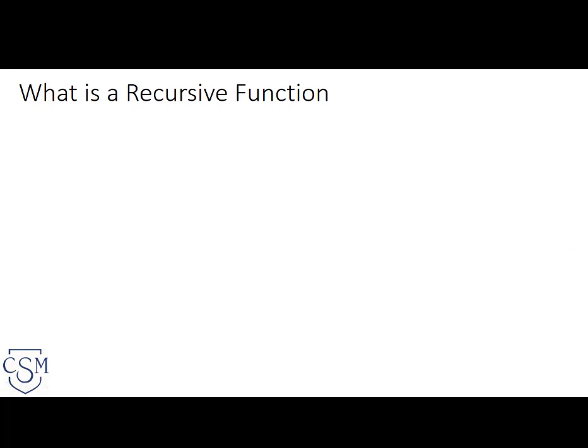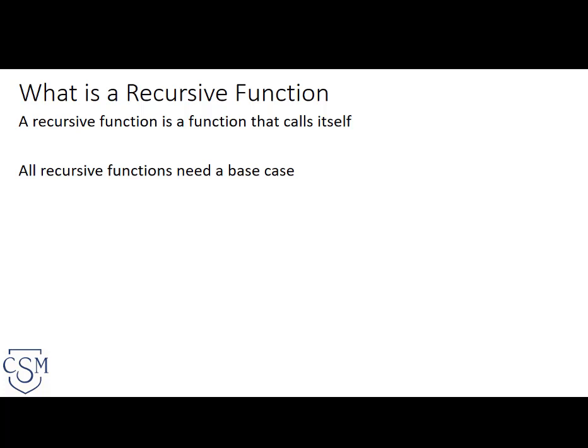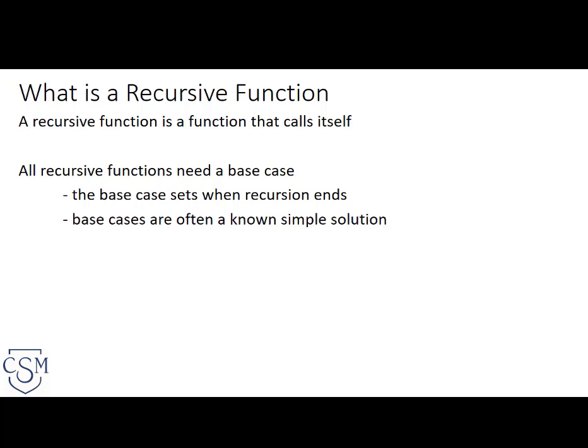It's a function that calls itself. And of course, we don't want this to go off into infinity. So in order for the function to not be in an infinite loop, sort of like an infinite while loop, what we give a recursive function is a base case. Everyone needs a base case. And that tells the function when it's going to end. And base cases are often known from a simple solution of the problem.